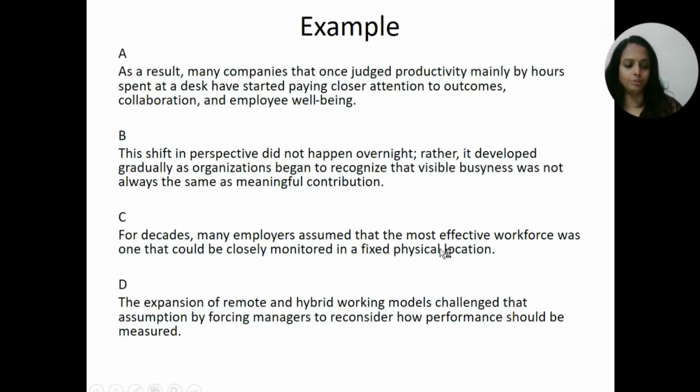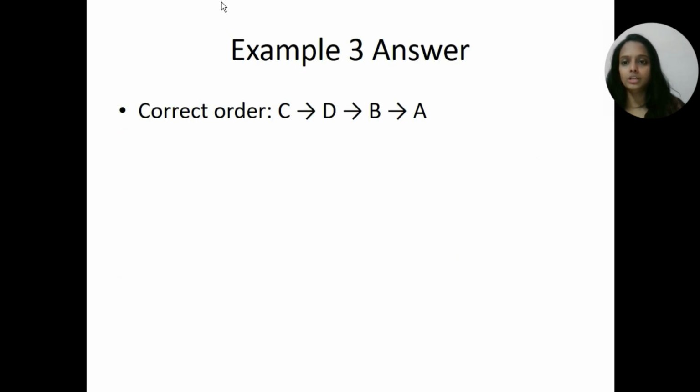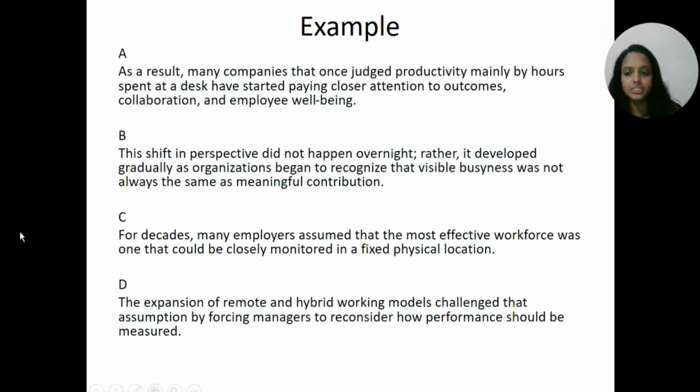Okay, and let me give you the answer here. The first one is C, then the next comes D, then B, then A. If you see C, it says, for decades many employers assumed. This clearly introduces the original traditional view, right? It is broad and does not depend on anything earlier. So this is the opening sentence.